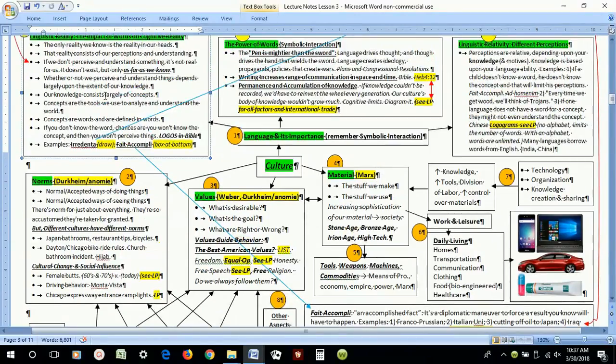So whether or not we perceive and understand things depends largely upon our extent of knowledge. And our knowledge consists largely of concepts, and those concepts are rooted in words, defined in words, and have meaning in words, which is language. So concepts are the tools we use to analyze and understand the world. Concepts are words and are defined in words. If you don't know a word, chances are you won't know the concept, and then chances are you won't perceive it. It'll just go past you.